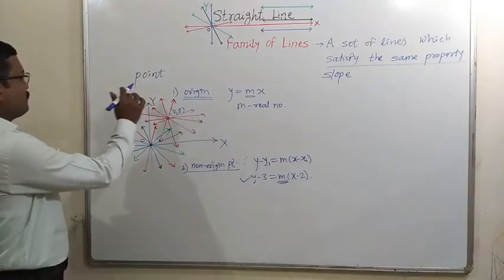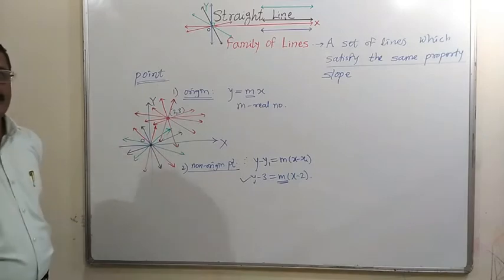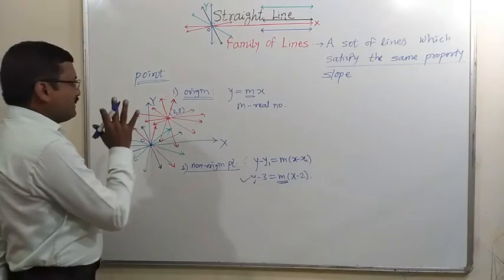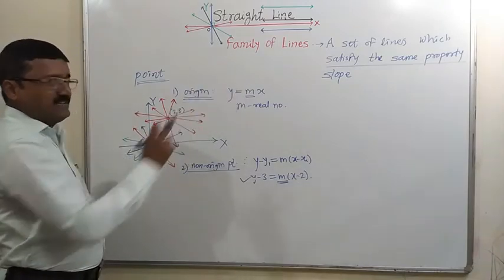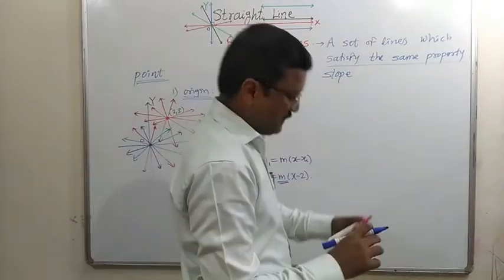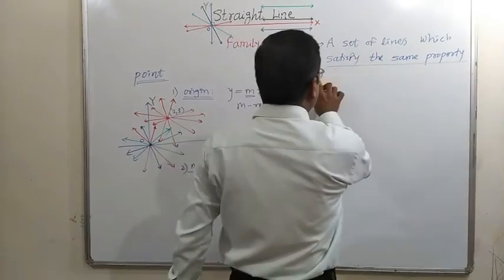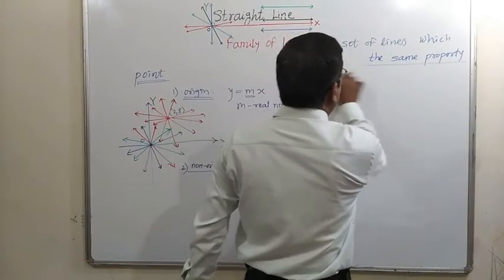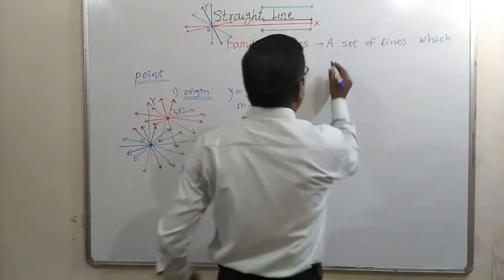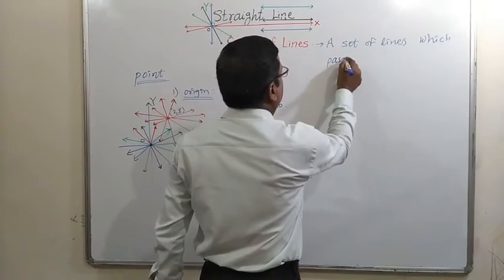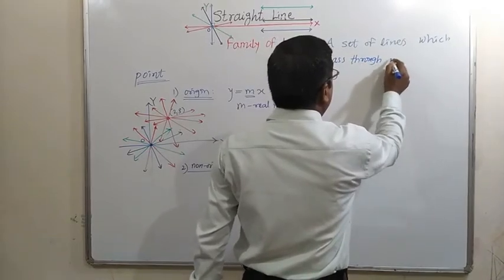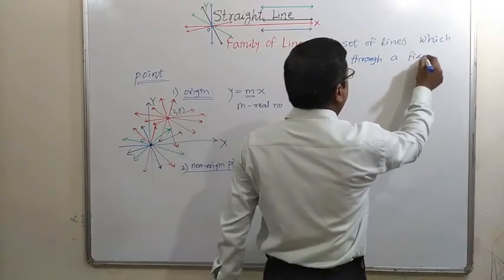In this way, if a certain point is given, then we will get the equation of lines passing through that point. So the set of lines which pass through a fixed point is called as the family of lines. So instead of "satisfy the same property", we can write here "which pass through a fixed point".